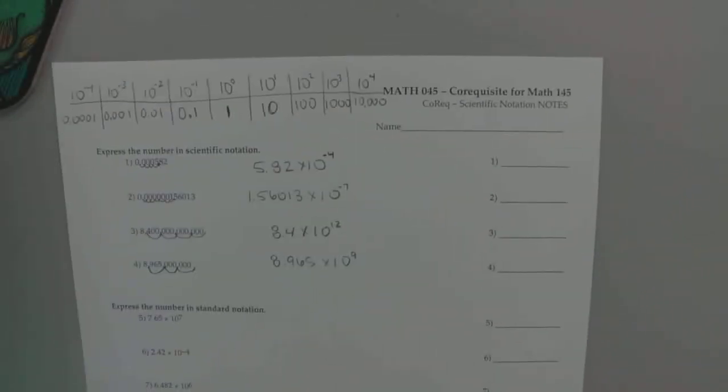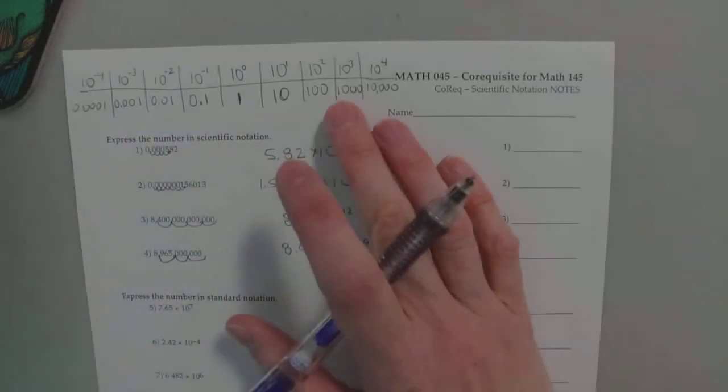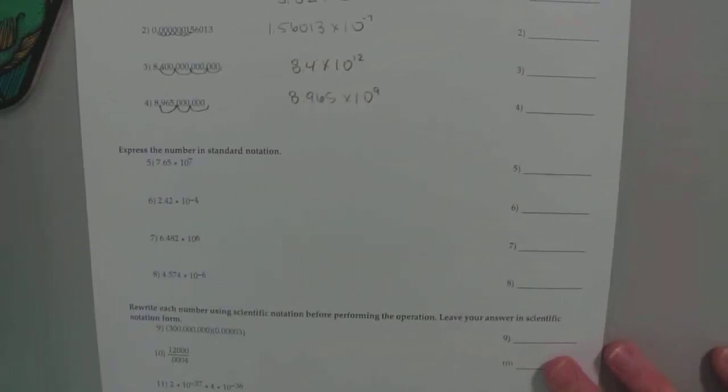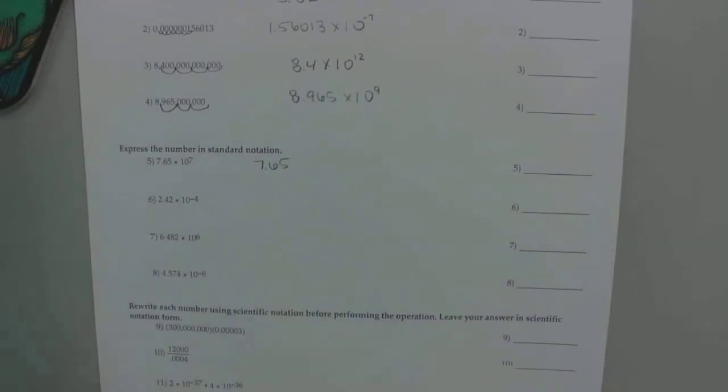You also do it the same way when we go from scientific notation to standard form. Standard notation is when they just give you numbers like you're used to seeing, and scientific notation turns it into times 10 to some power. So down here, 5 through 8, they're giving us scientific notation, and we want to write it in standard form. So how I do this is I say, okay, I have 7.65.